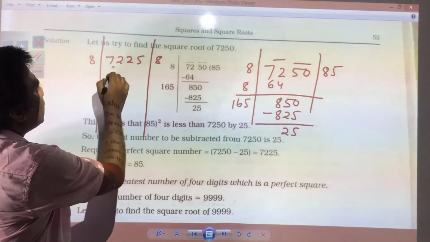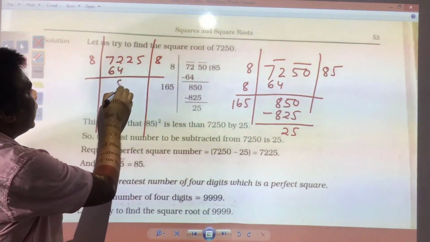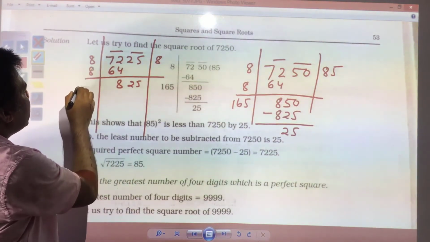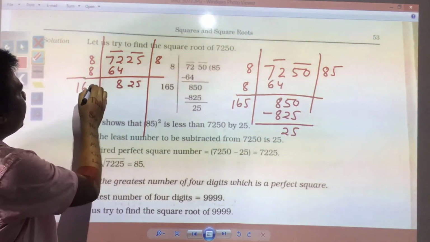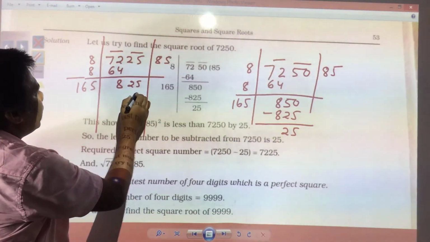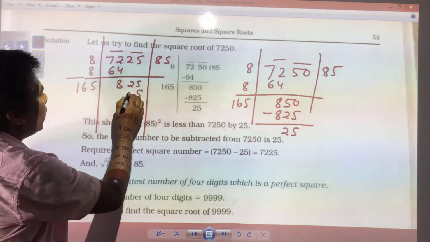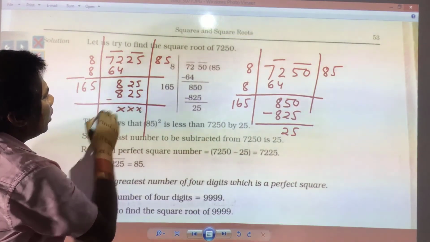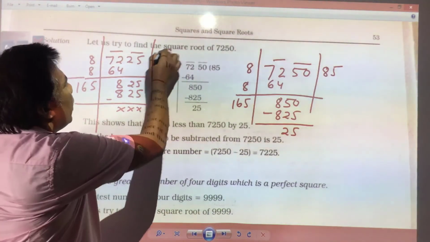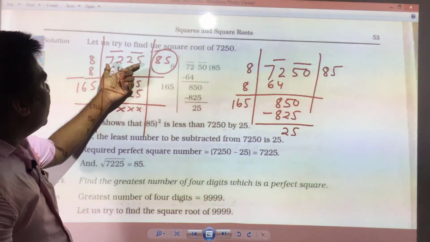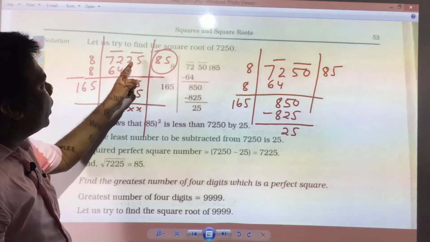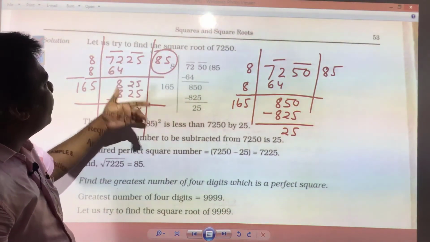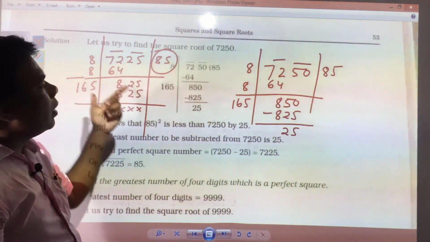Now, you divide this. 8 times 8 is 64. You will get 8, and the next period you have 25. 8 will be added to this, you will get 16, and now 5 times it will go. 5 fives are 25, 5 sixes are 30 and 2 is 32, 5 ones are 5 and 3 is 8. What have you got? 0 remainder. It means what? Perfect square you have got, that is 7225. You could find the square root of 7225. It means 7225 is a perfect square.